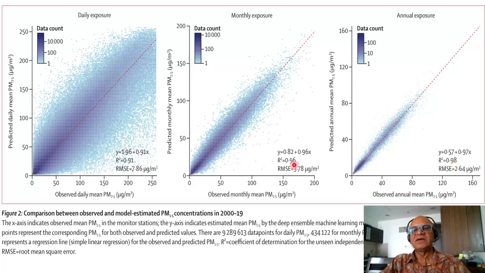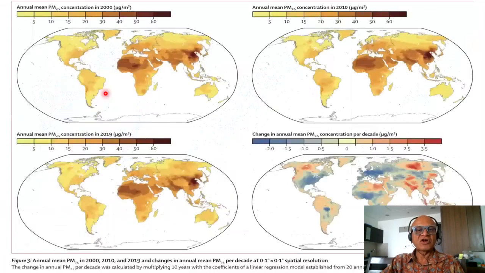It's 0.96 here. Obviously, annual mean values have very little realistic value. For example, in a country like India, where the monsoonal system completely reverses the wind circulation, source and sink locations for the PM2.5 tend to be very different as well. So we do need daily exposure counts, and models are reliable to the extent that the spread is large but the correlation is high. Looking now at the annual mean PM2.5 in 2000, 2010 and 2019, and changes in annual mean PM2.5 per decade at 0.1 degree by 0.1 degree spatial resolution.